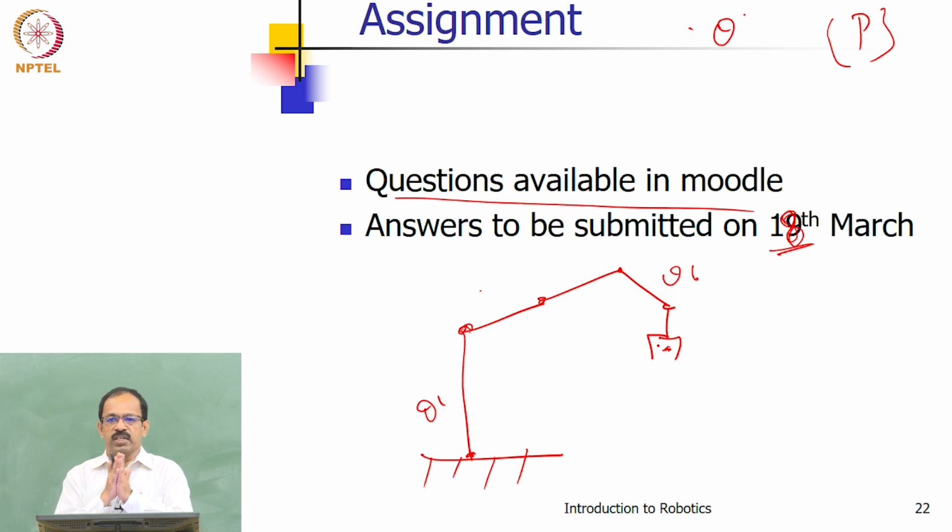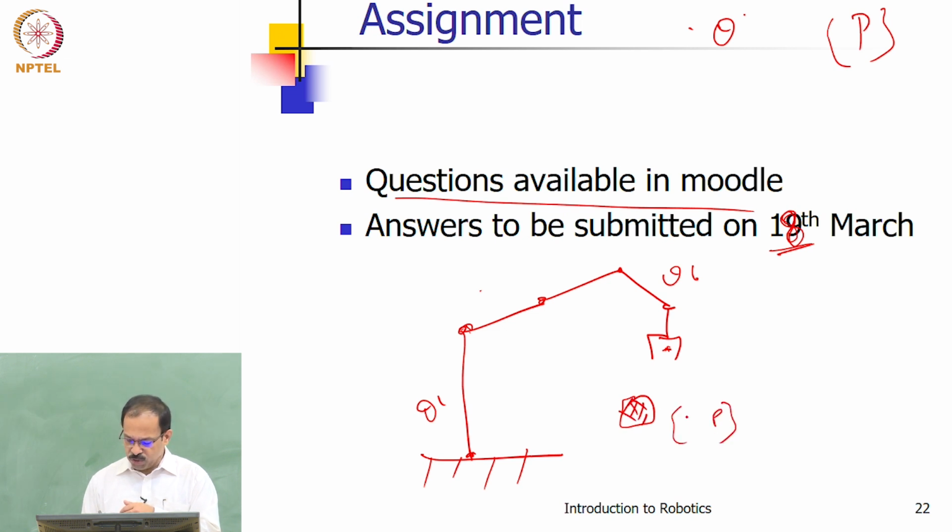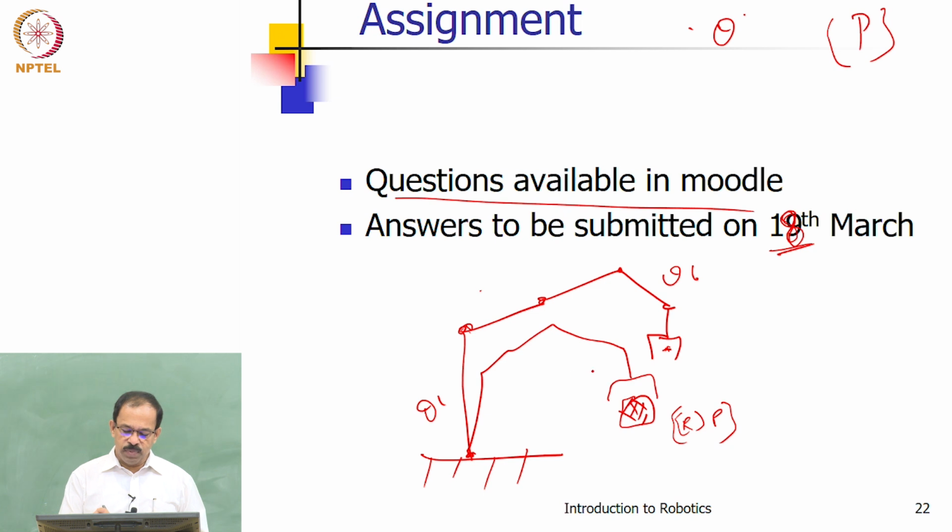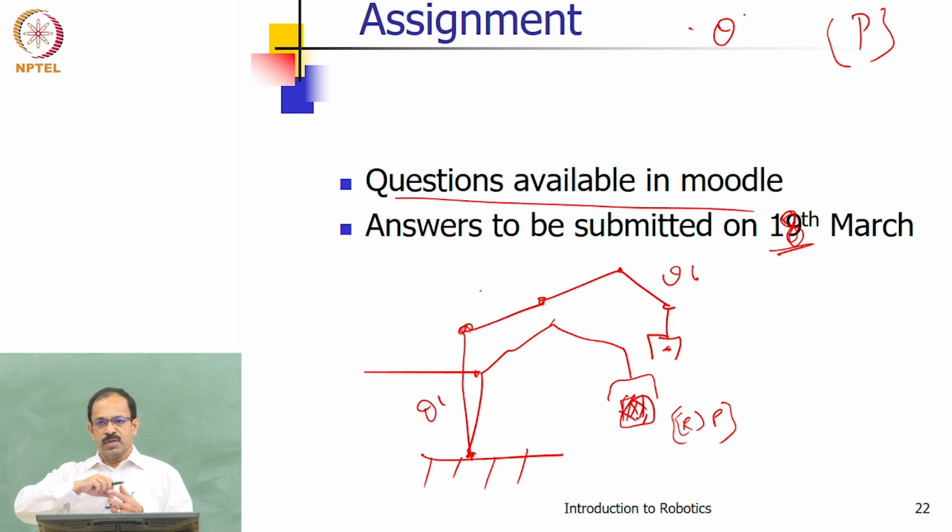But most of the problems in industrial robots are not that one. I have a workpiece here. I want the robot to go and pick up this workpiece. I know where the workpiece is at present, and I know the position and orientation of this workpiece. I want to know what the joint angles should be to reach this position so that the robot can pick up the object. The object position and orientation is known. I want to calculate what my joint angles should be to reach here.